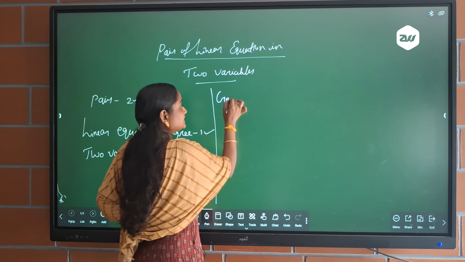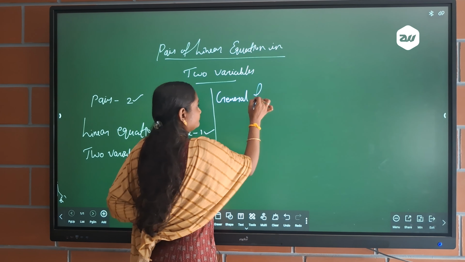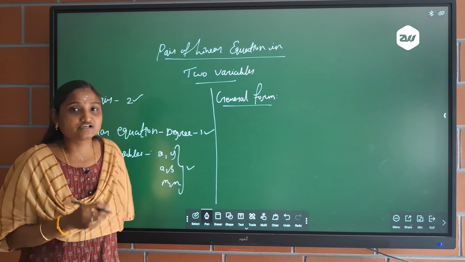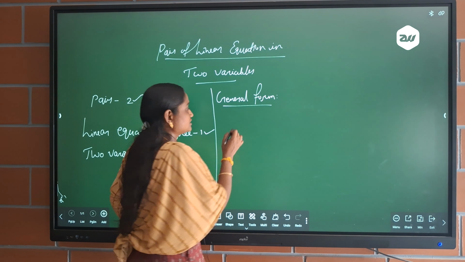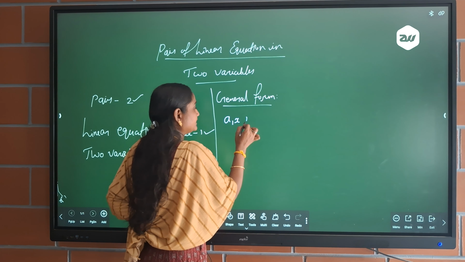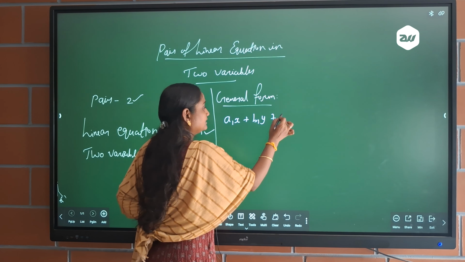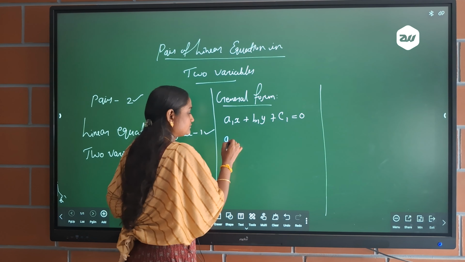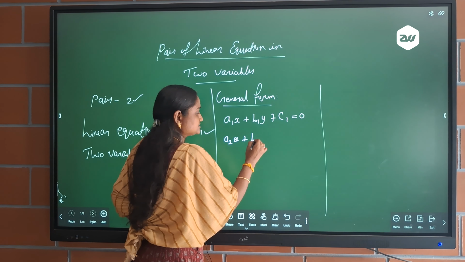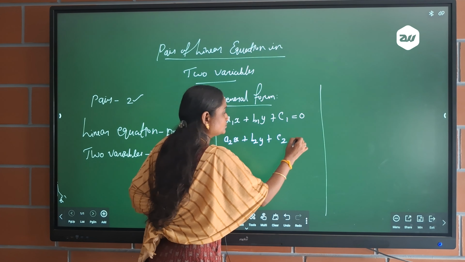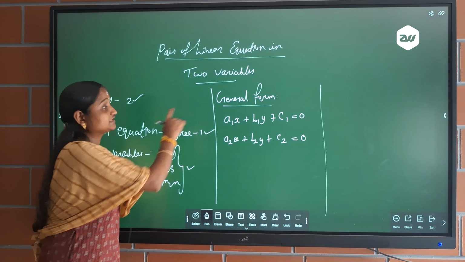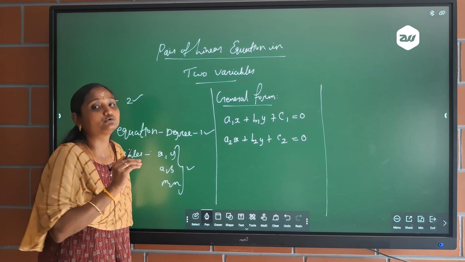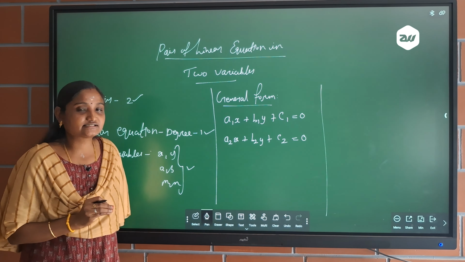First I will write the general form. Pair of linear equation two variable நான் சொல்றேன் இல்லைங்களா அதனுடைய general form. Equation how it will be means a1x plus b1y plus c1 which is equal to 0. ஓகேங்களா? Second equation is a2x plus b2y plus c2 equal to 0. இது பேர் தான் general form. General form means அந்த equation இந்த formatல தான் இருக்கணும் அப்படிங்கிறது condition. That is called as the general form.